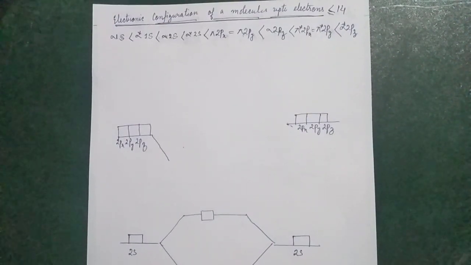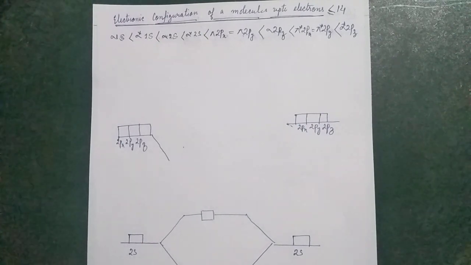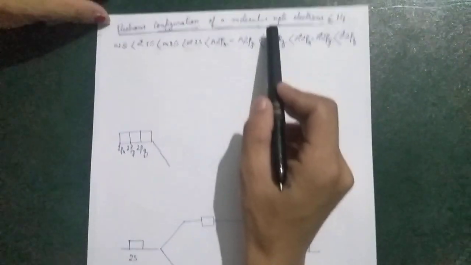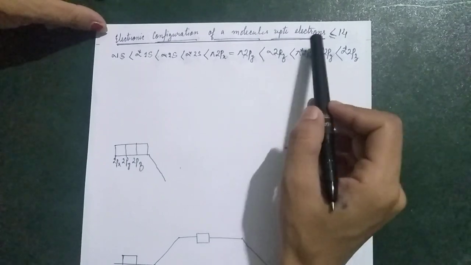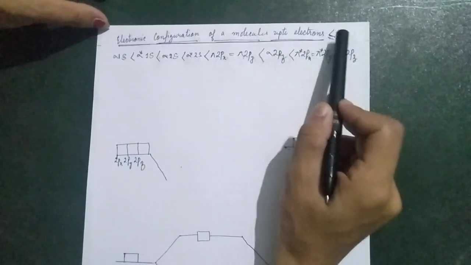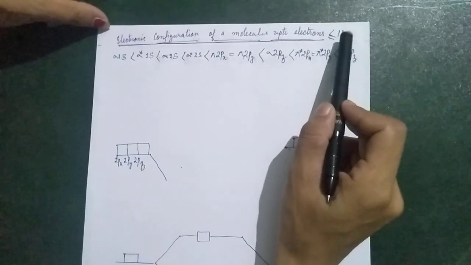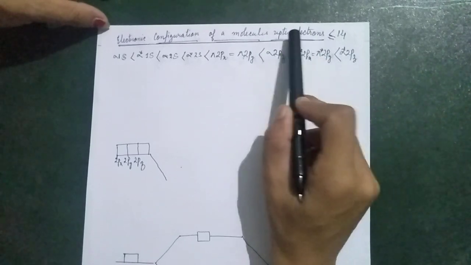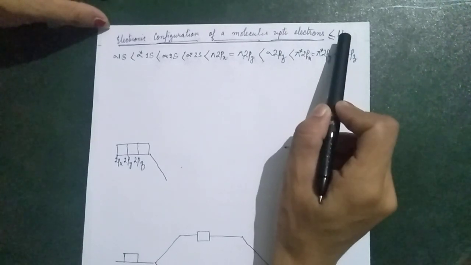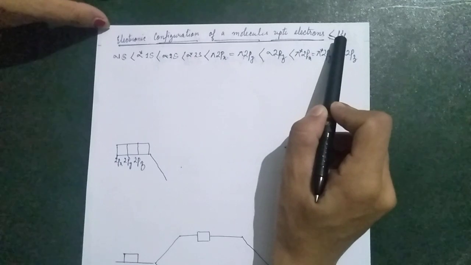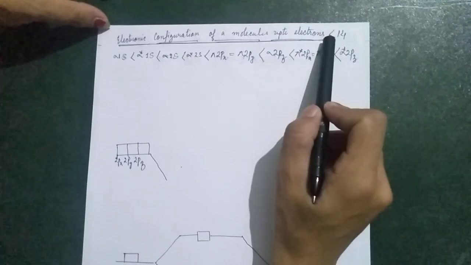Now, here I have written the electronic configuration of a molecule where the total number of electrons should be less than or equal to 14. Here we are going to talk about those molecules having a total of 14 electrons or fewer.